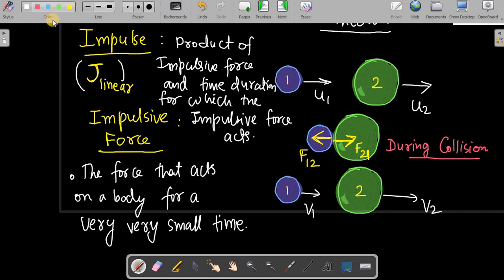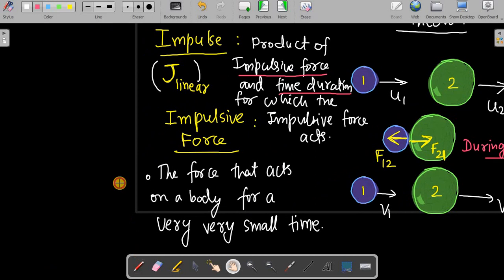What is impulse? Impulse is the product of impulsive force. So two things, product means two things: one is impulsive force and another is the time duration. So if I write the formula for linear impulse, the linear impulse will be the impulsive force acting into the time.